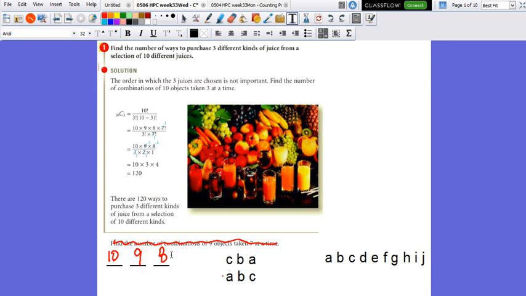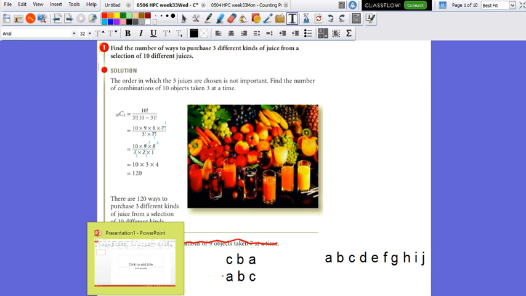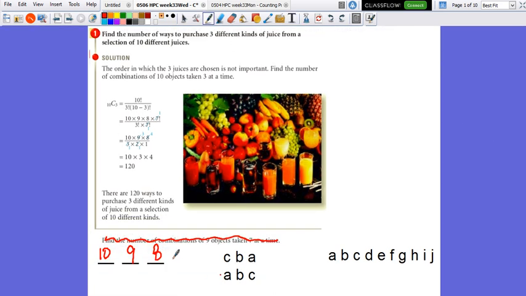So that's why we're going to have less than 10 times 9 times 8. And by the way, 10 times 9 times 8 is 720. We're going to have less than 720 arrangements for combinations.